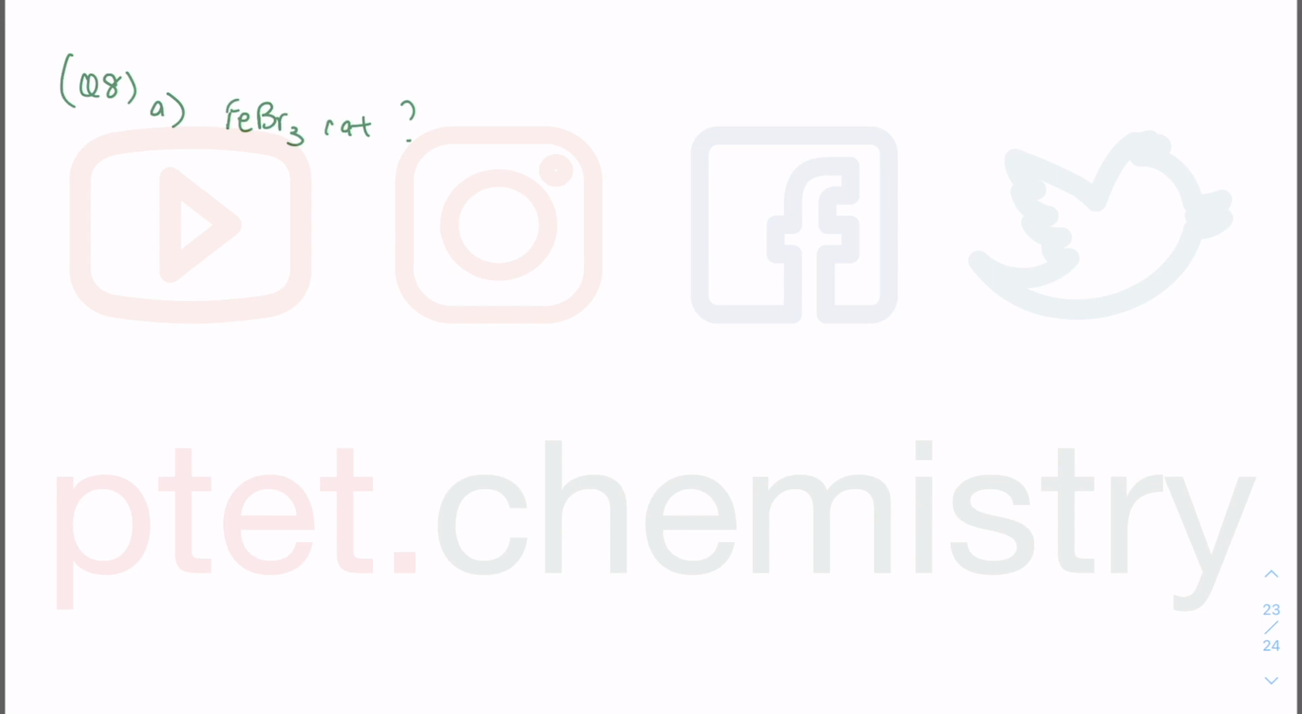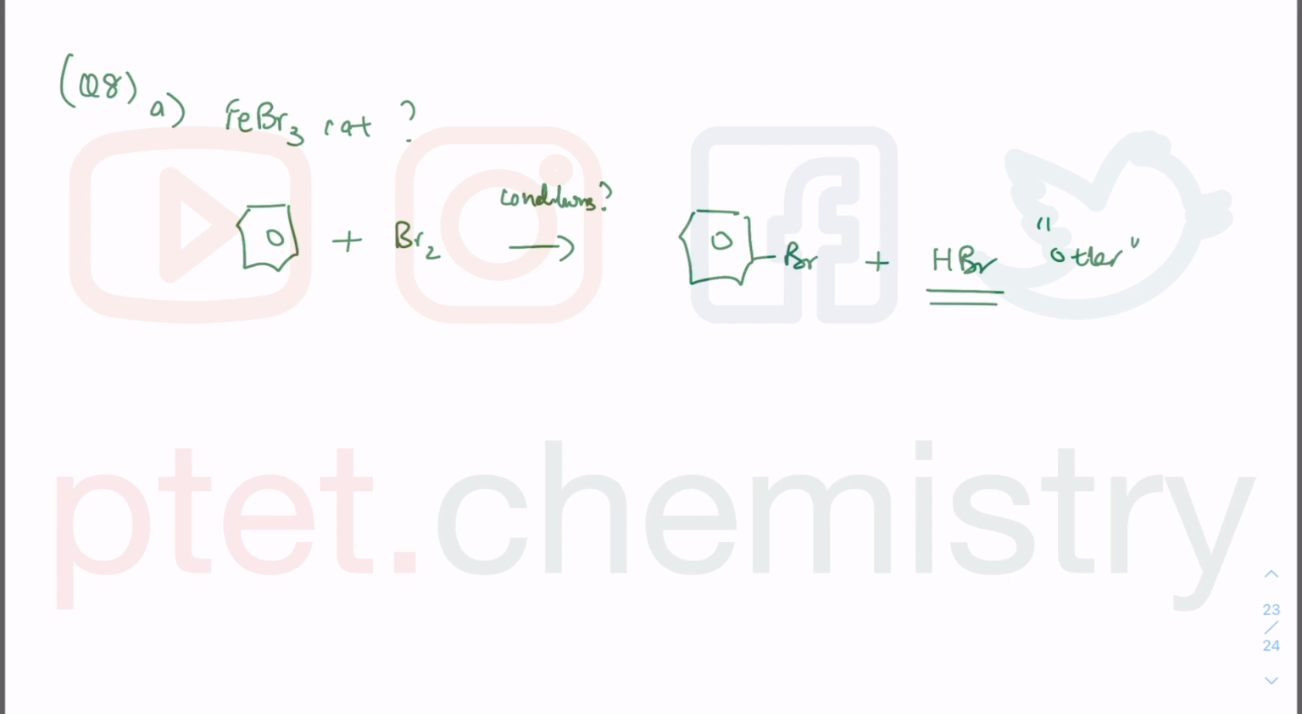So they want you to think about when you have benzene ring plus Br2, of course, conditions, so it doesn't react easily, not like phenol in the previous part of the question. So you can get bromobenzene, but then you will kick HBr out. So the other product, give the name or formula.